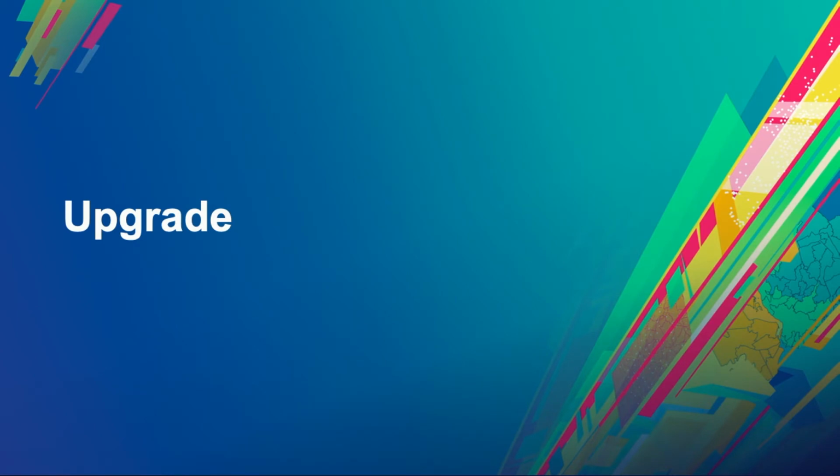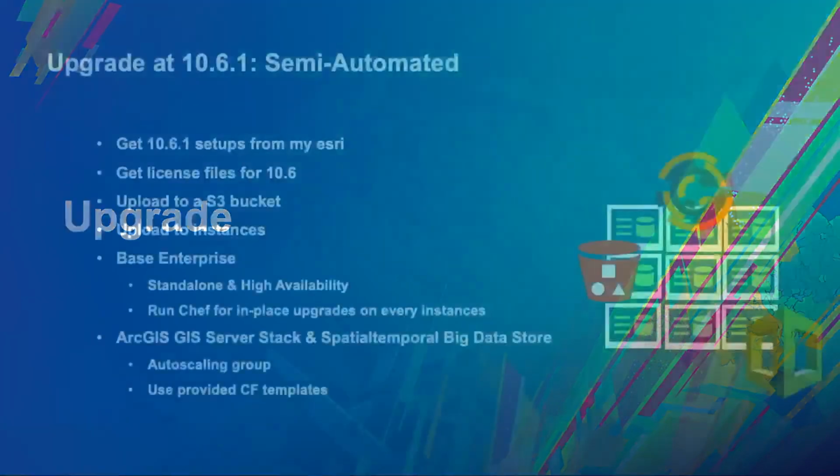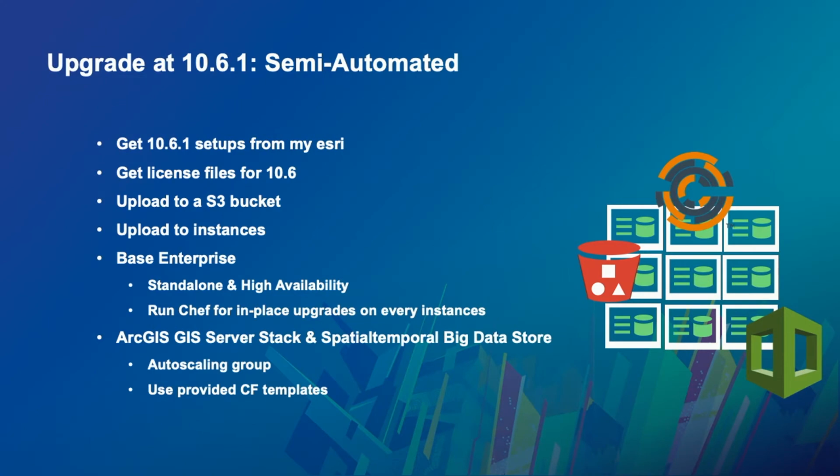We have been working on it, and we're still working on it. It's a progress over releases. Right now, I'll share with you where we are and what we have done for 10.6.1 and 10.7. At 10.6.1, we call it semi-automated. What that means is you still need to do some manual work. For example, you still need to get 10.6.1 setups from MyEsri. You need to get a license file from MyEsri, which is probably always going to be a requirement.